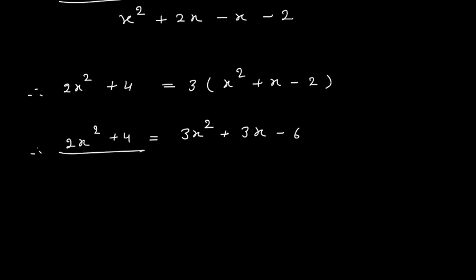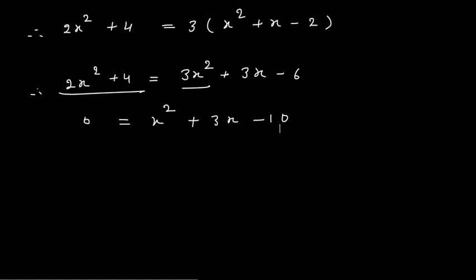Now again I will move the left side to the right, because here the coefficient of x square, 3, is more than the coefficient of x square here, 2. So here we have 0, and 3x square minus 2x square will give you x square plus 3x, and minus 6 minus 4 will give you minus 10. So therefore x square plus 3x minus 10 is equal to 0.